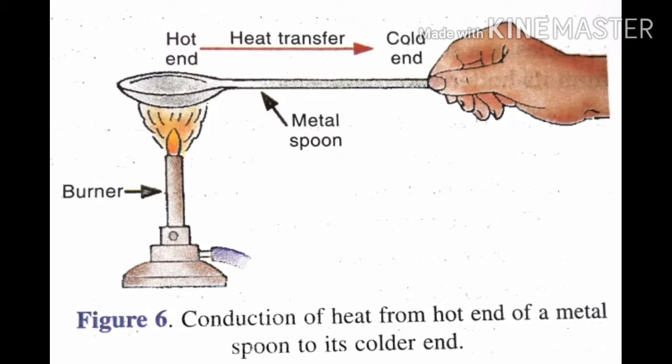It occurs without the movement of material as a whole. For example, heating of a steel spoon on the flame. See this picture. If you heat one end of a metal spoon by keeping it over a gas burner, we find that its other end also becomes hot. In this case, heat is transferred from the hot end of the metal spoon to its cold end.